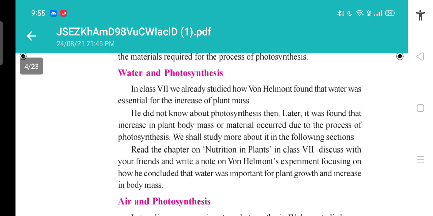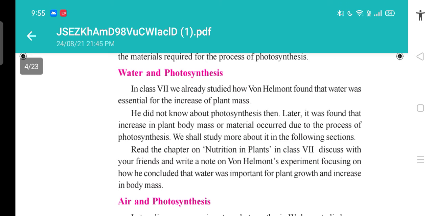Read the chapter on nutrition in plants in class 7th. Discuss with your friends. You have to refer to the 7th class book. In that you have to read this chapter, nutrition in plants, and write a note on Van Helmont's experiment, focusing on how he concluded that water was important for plant growth and increases in body mass.